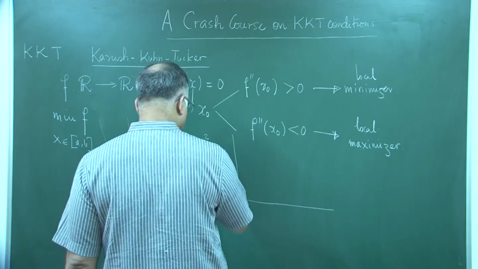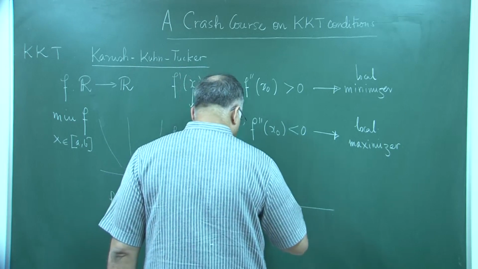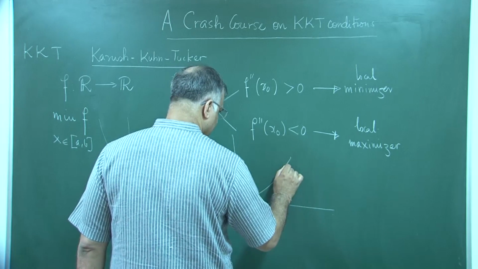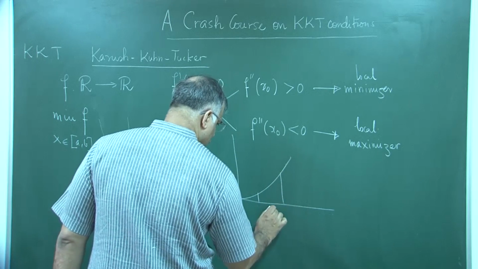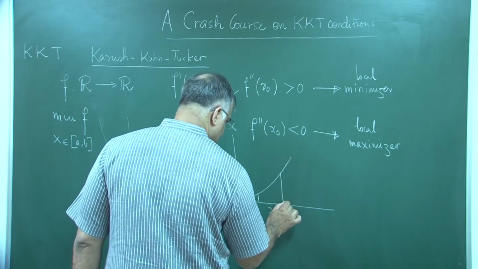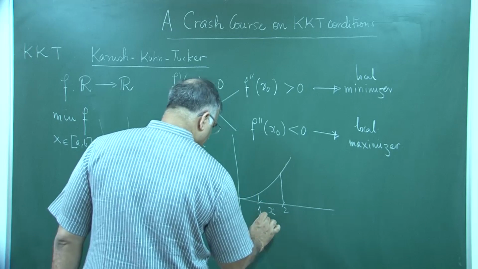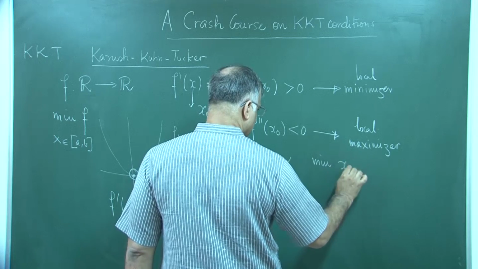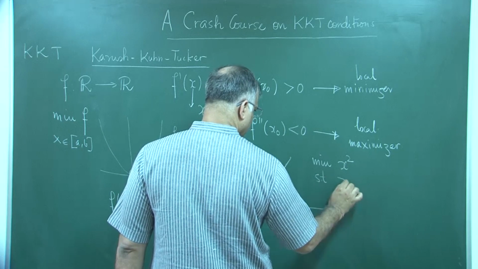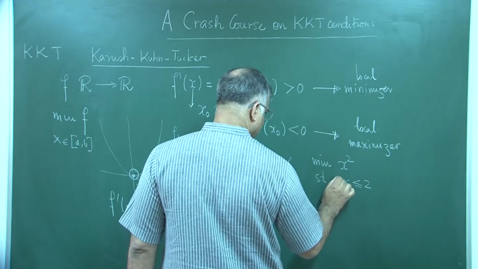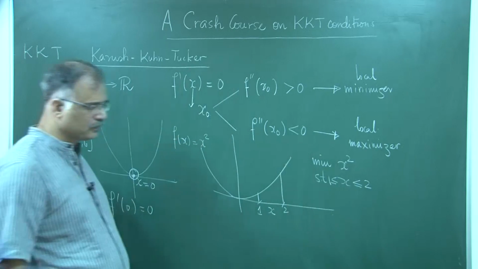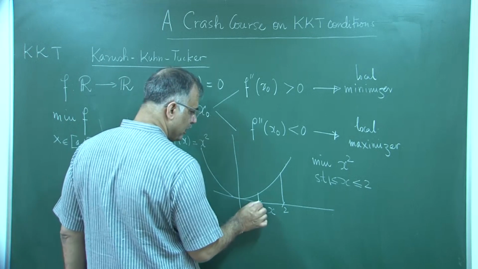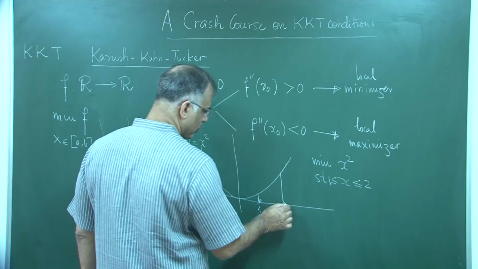But now suppose I take the same function y equal to x square, but I want to restrict it so that now I choose x between 2 and 1. So it is the same problem: minimize x square subject to x belonging to the closed interval [2, 1]. There is no doubt that you can look at the picture and immediately determine 1 as the minimizer or 2 as the maximizer.